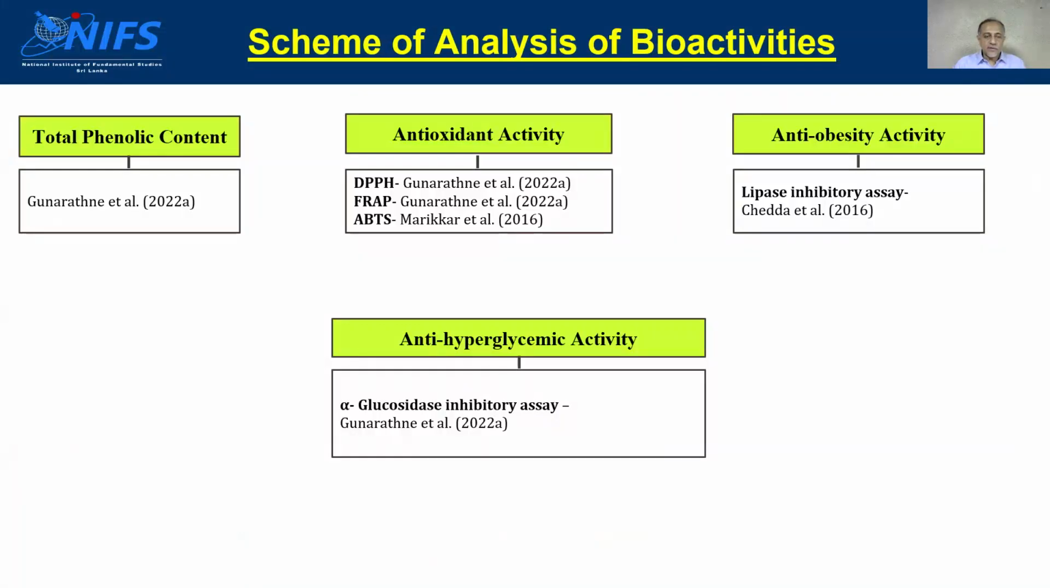Under this category, we investigate total phenolic content, antioxidant activity, anti-obesity activity, and anti-hyperglycemic activity. We are comparing these properties for both the purple and yellow cultivars, and for that purpose we take extracts of the seed kernel using hexane, ethyl acetate, and methanol. As you know, hexane is the non-polar solvent, methanol is the most polar, and ethyl acetate is in between the two.